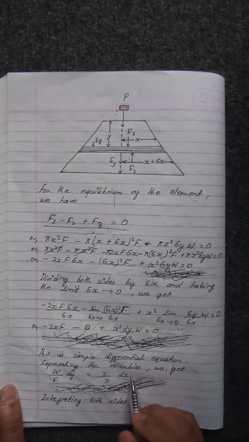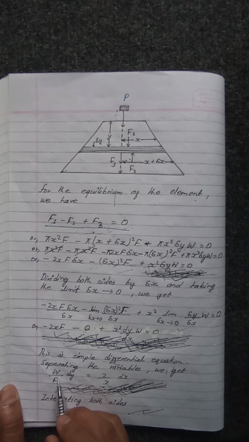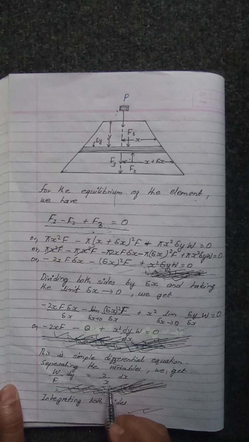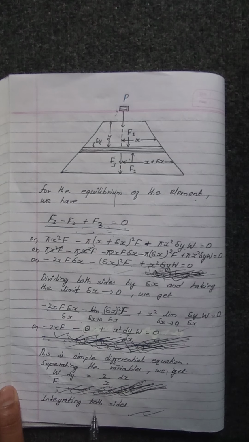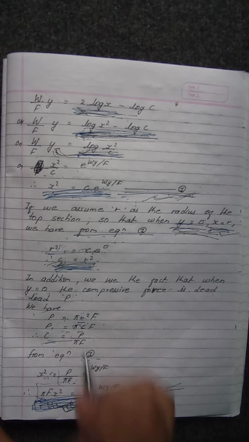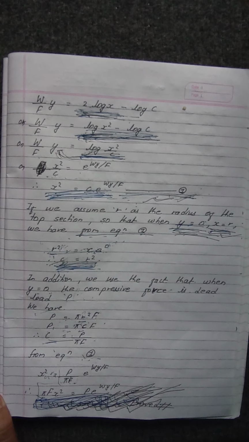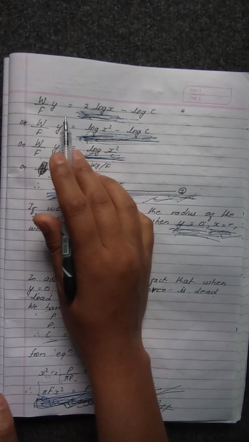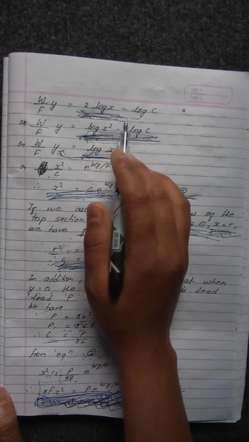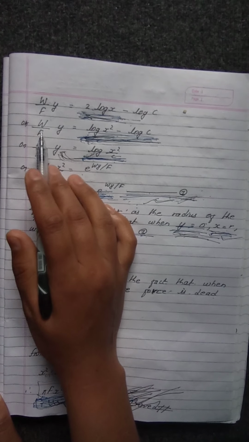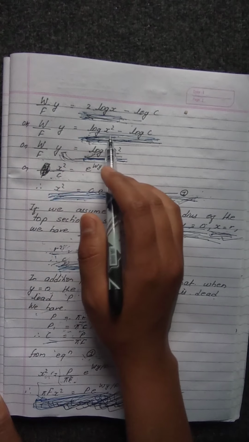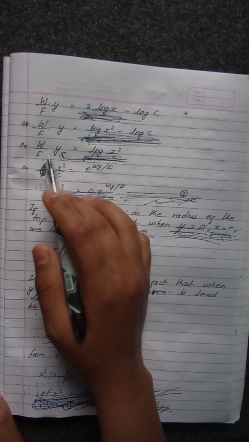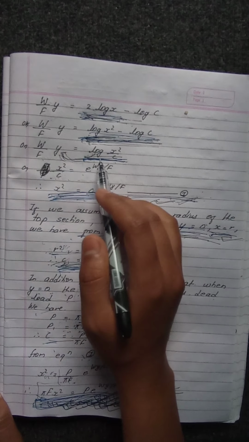Now separating the variables, we get w by f dy equals 2 by x dx. Now integrating both sides, after integrating we get w by f into y equals 2 log x minus log c. W by f into y equals log x square minus log c. W by f y equals log x square.